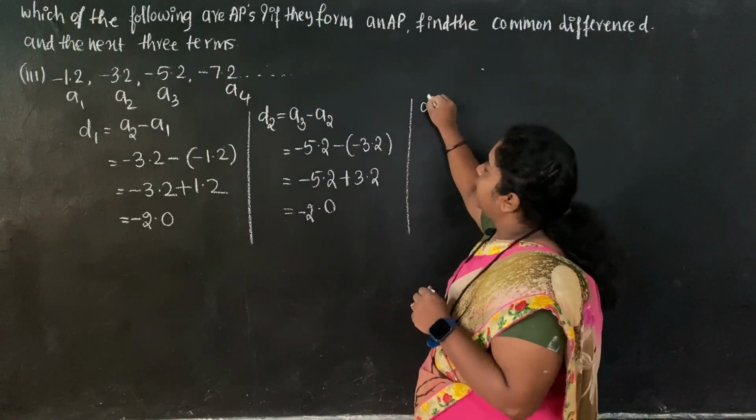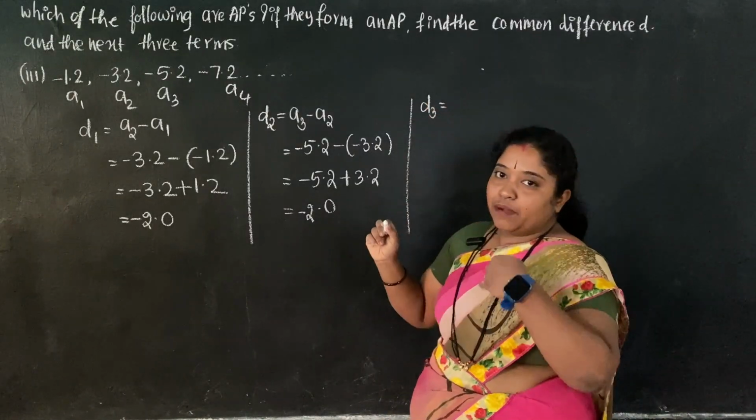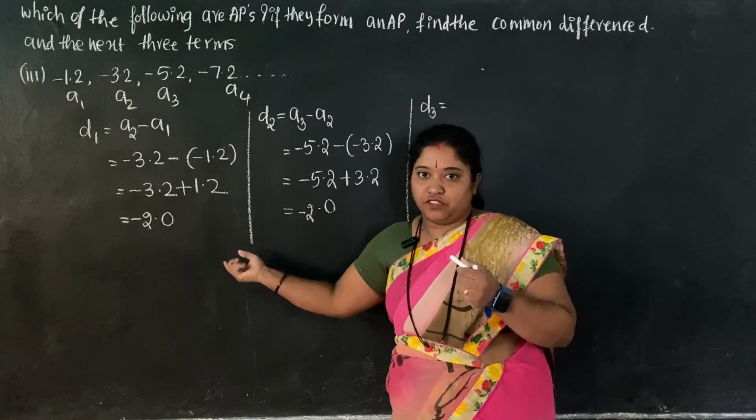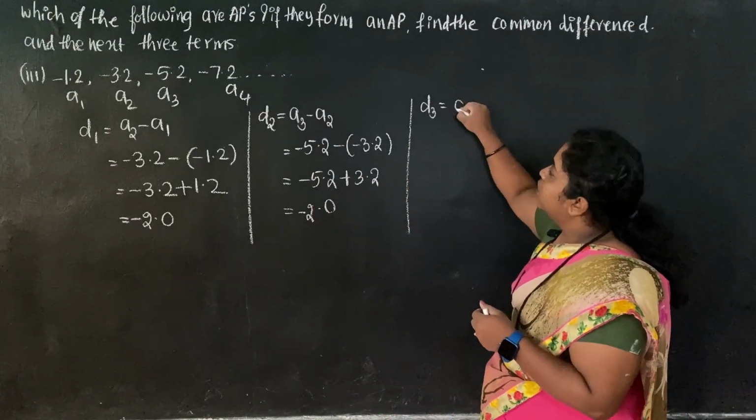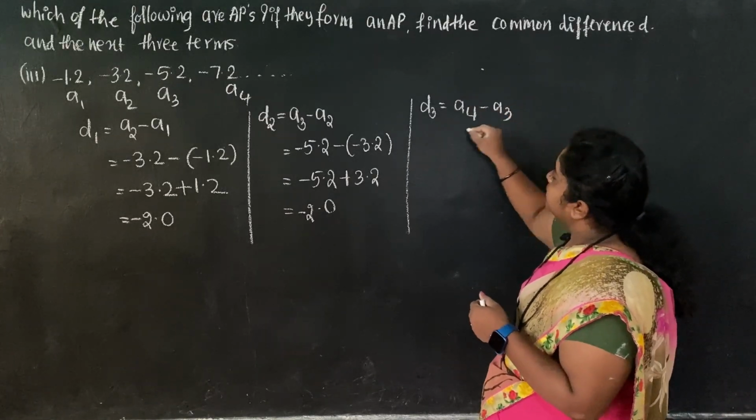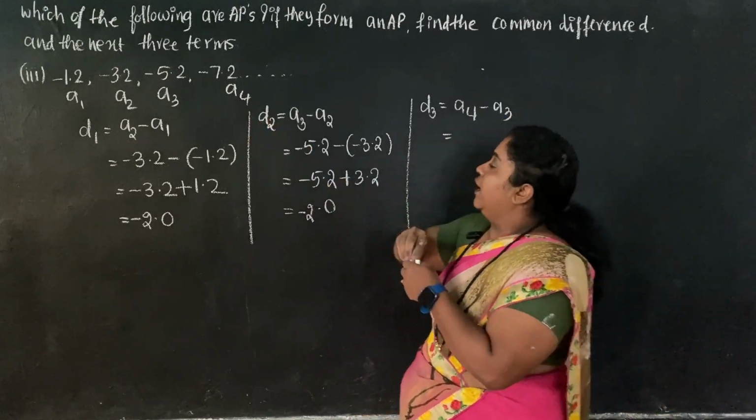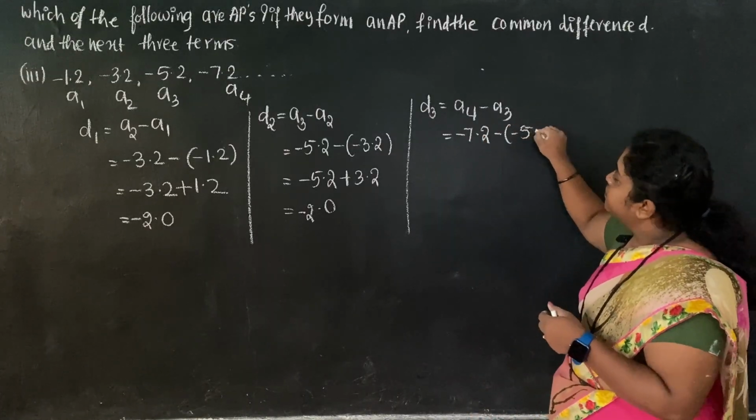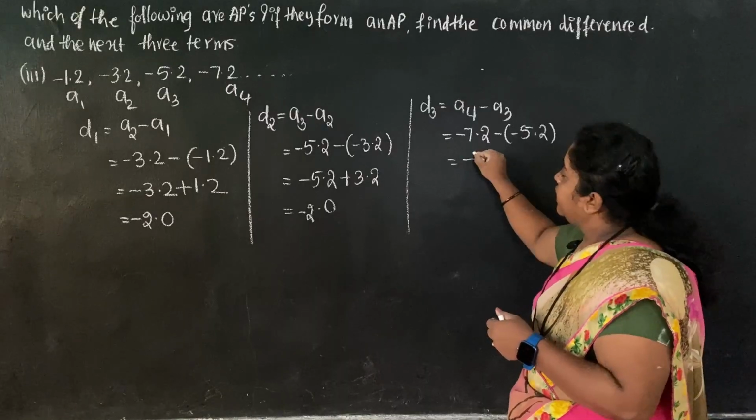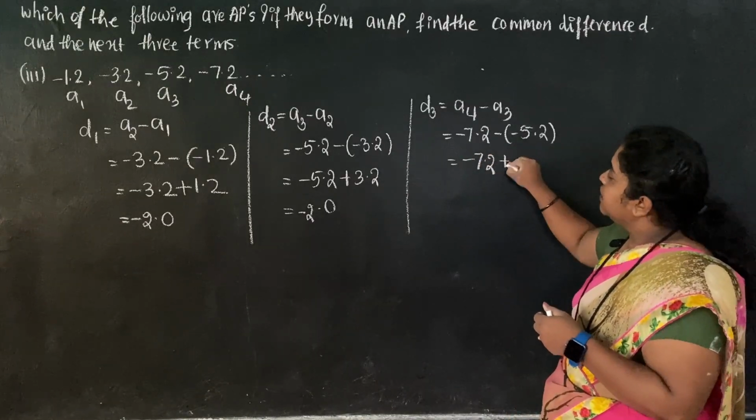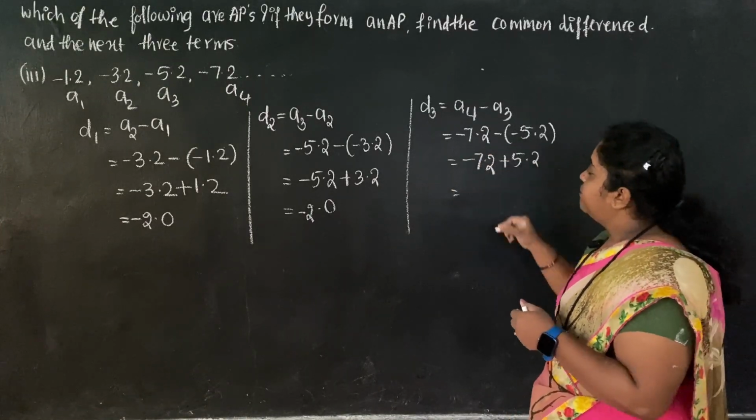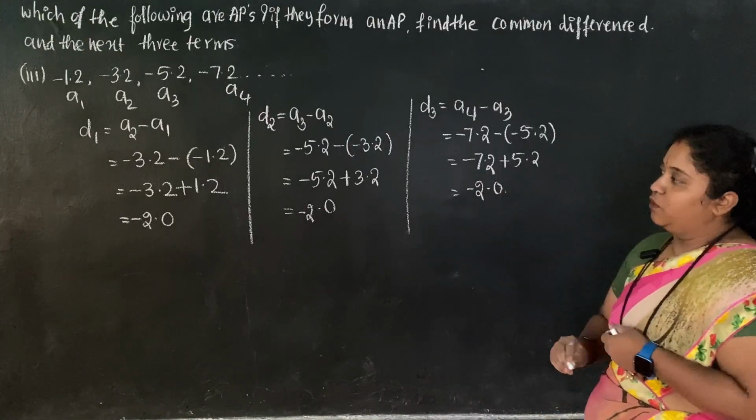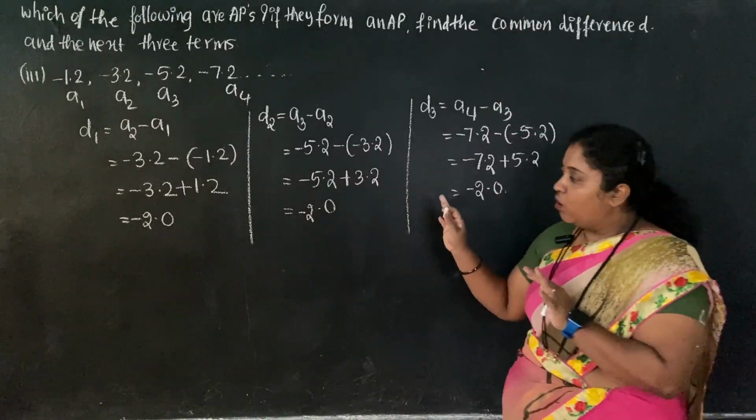Again, let me calculate D3 also. I told you, sometimes they might give you that the last one itself is wrong, so don't judge the question by looking at just the first two. Understanding? So D3 is equal to A4 minus A3. What is there in A4, dear? In A4 I have minus 7.2 and in A3 I have minus 5.2. Isn't it? So minus 7.2 minus into minus plus 5.2. Minus 7.2 plus 5.2 is nothing but, what is the difference I got? Minus 2.0.